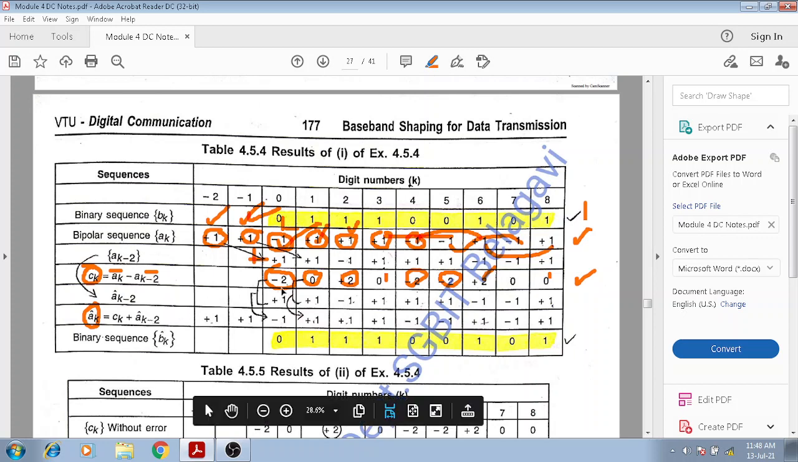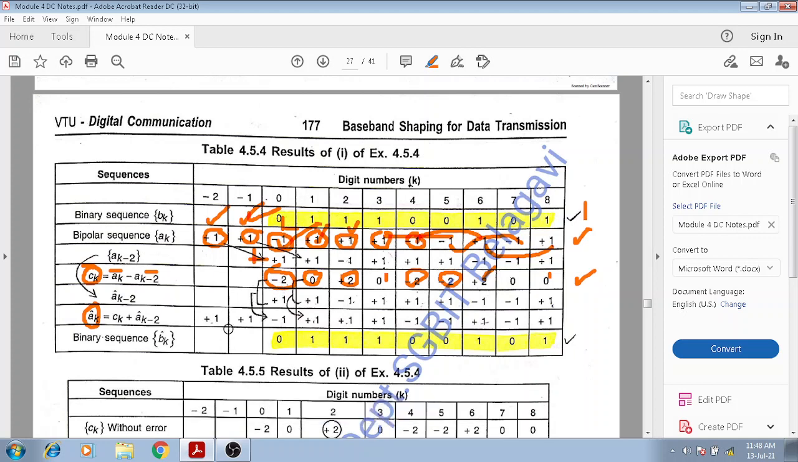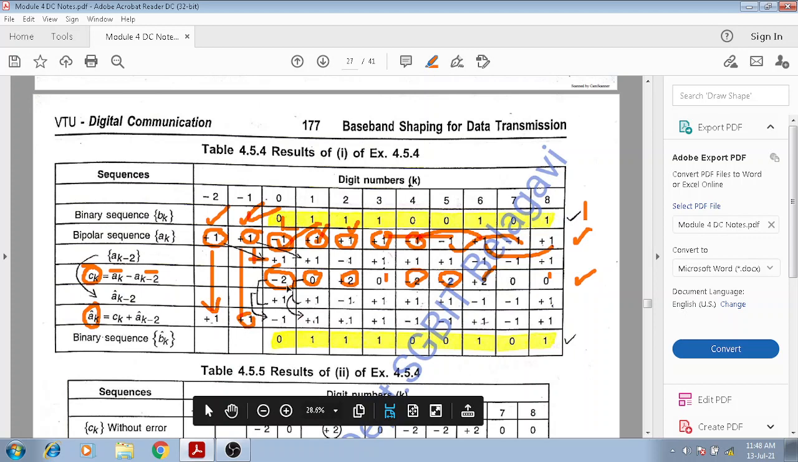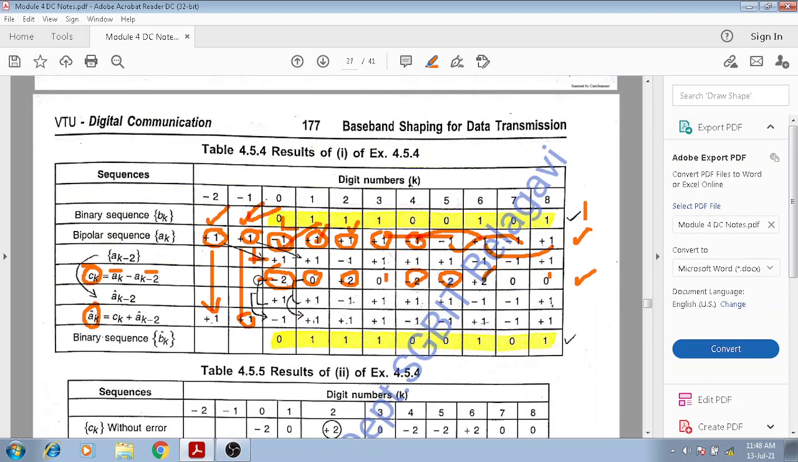Look here. So this is a CK. Now again AK minus 1 is plus 1, the same you consider. So this is AK minus 1, and this is AK minus 2. So this is the present bit, minus 2, plus AK minus 2. Minus 2 plus 1 is how much? Minus 1. Okay. And for this present CK bit, what is AK minus 2?